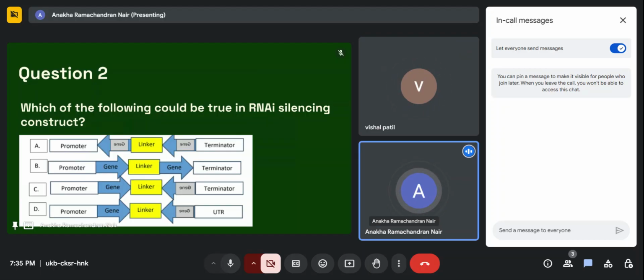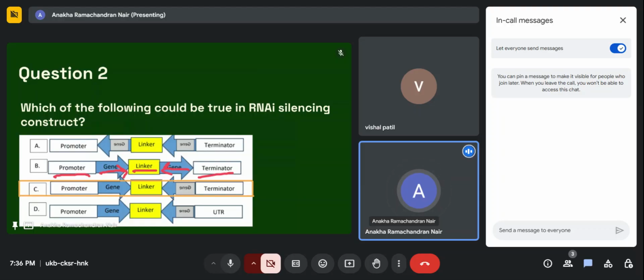Yeah, so I'll explain it to you. The correct answer was in fact C, and like you said, it requires a promoter obviously and a terminator, so that the RNA polymerase can start and terminate the making of the RNA. The reason C is correct is because it has a gene in the forward direction, there is a linker, and a gene in the reverse direction.